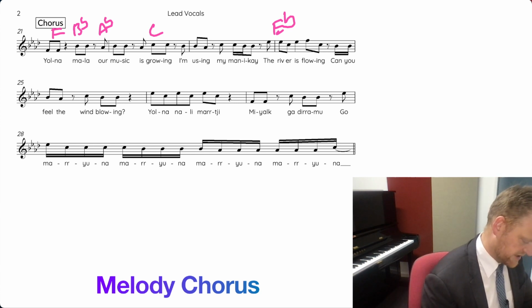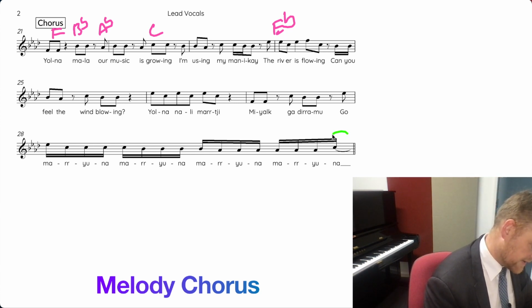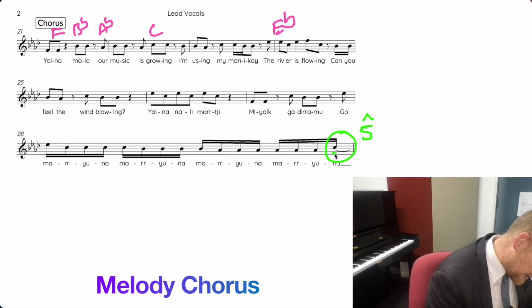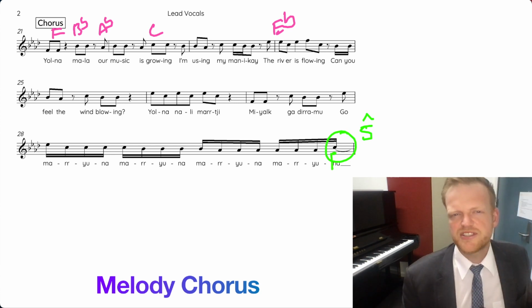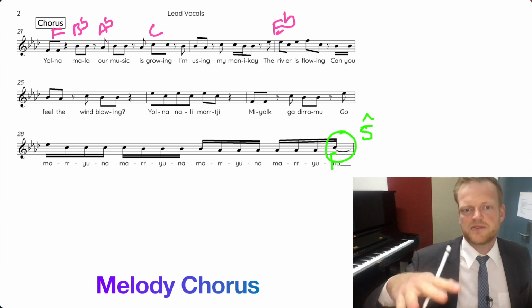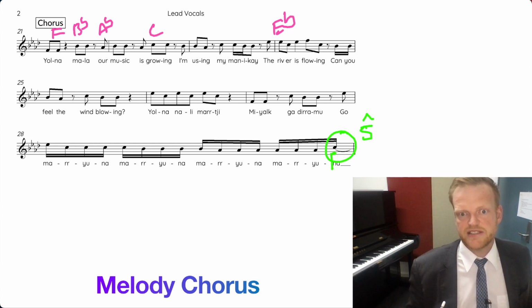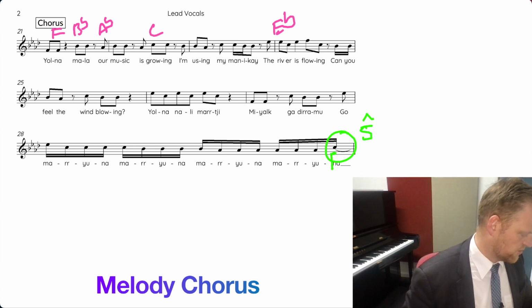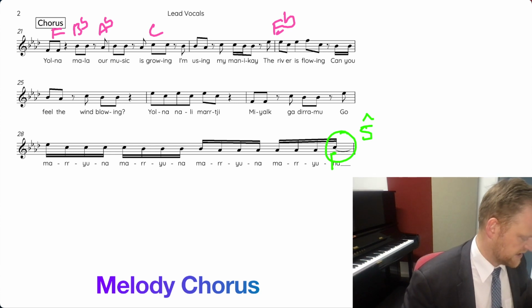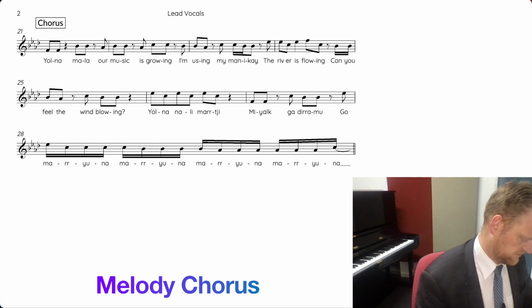And the last sort of interesting thing I think about this melody is the fact that it ends on the 5th, as opposed to ending down here on the tonic. If it ended on the tonic, it would sound very, very resolved, but the fact that it ends up on the 5th really pushes you into the next section nicely. So pretty interesting chorus melody there. Let's move on.